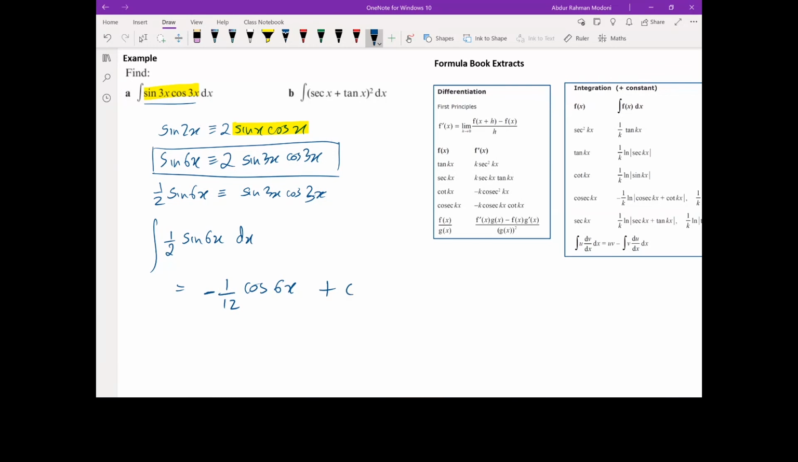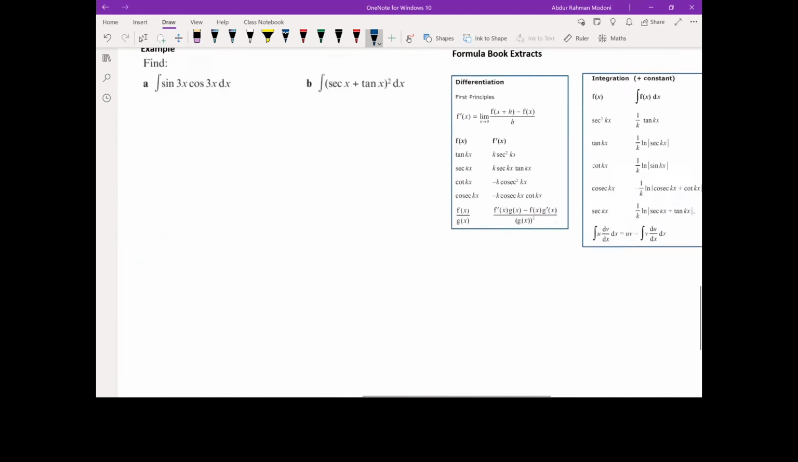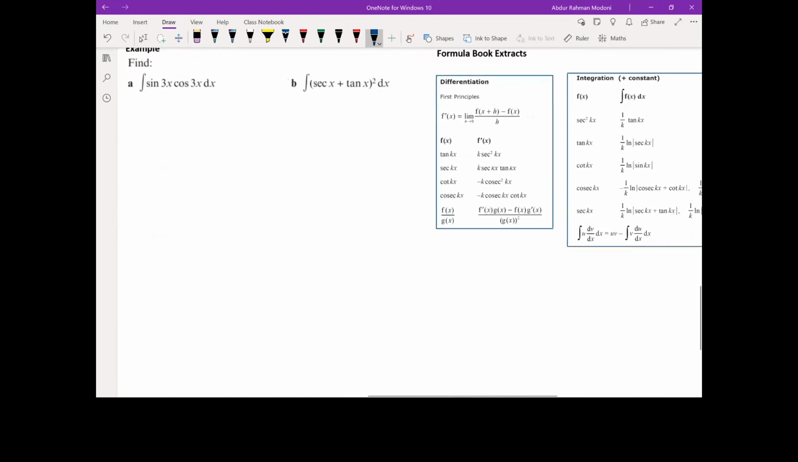Okay. And lastly, one more here. You can take a look at part B.